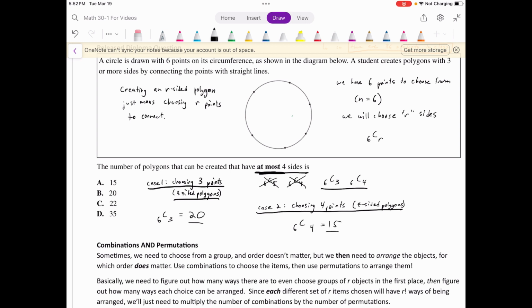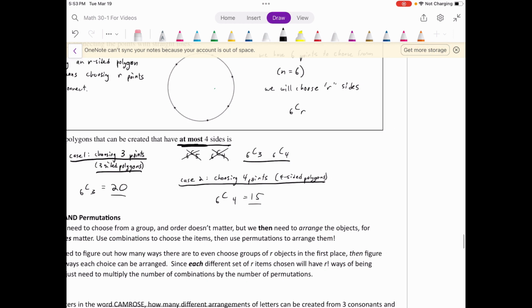And notice they pick the distractors to try and get you, right? At most 4. That's more than one thing, right? That could be 3, could be 4, right? Those are both at most 4. So we have to include both of them. If there's 20 different triangles we could make, and then 15 different quadrilaterals we could make, well then in total, there's 35 different polygons we could draw that have at most 4 sides, right?